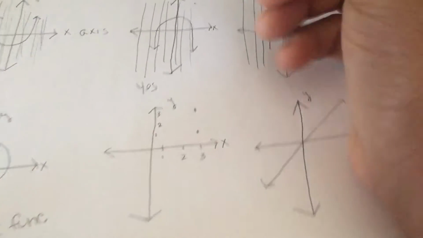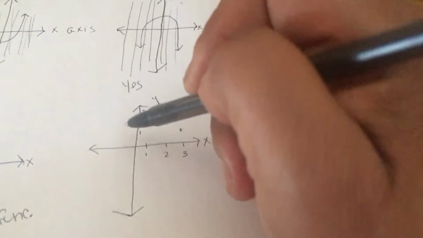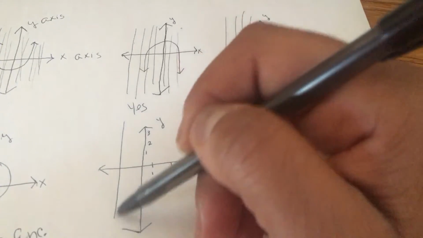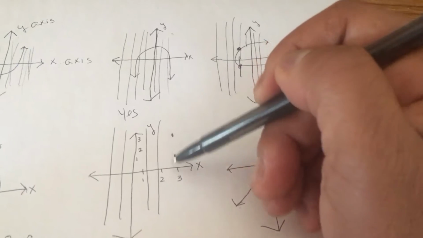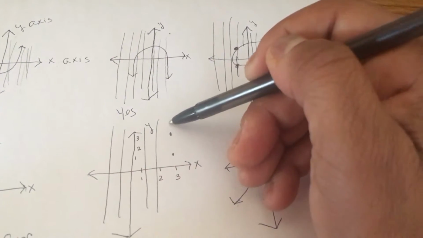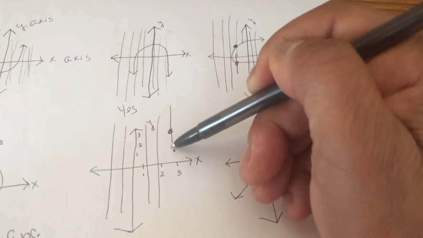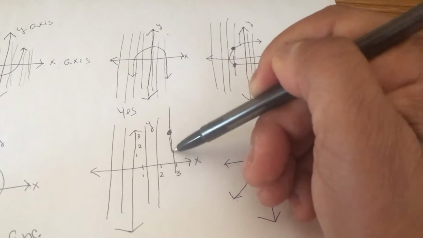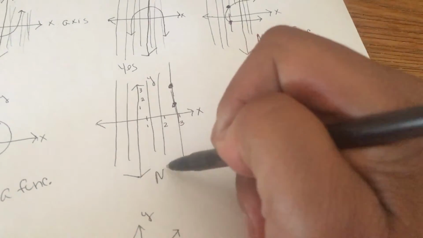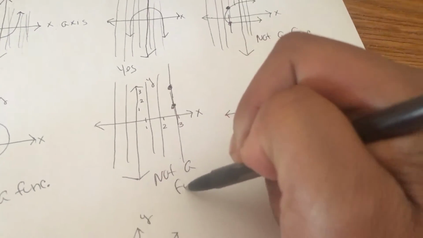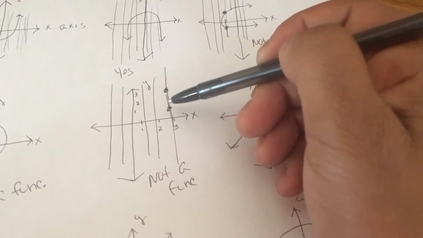All right, now let's look at this graph. This is kind of an unusual graph. So let's just draw our vertical lines and see what's going on. All right, we have 2 points here right above the 3. So the vertical line is going to touch this point here and this point there. This is not a function, because it touches the graph at more than one point.